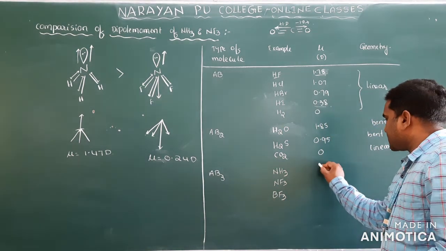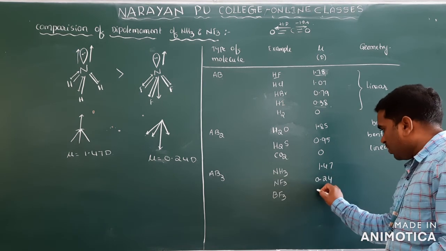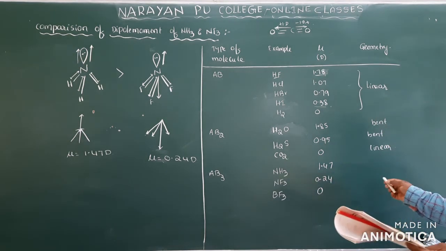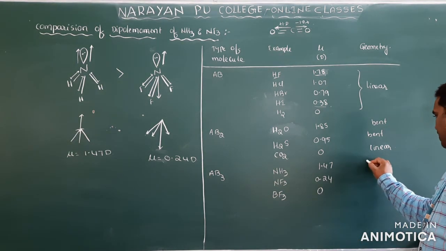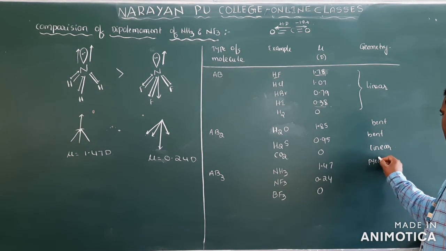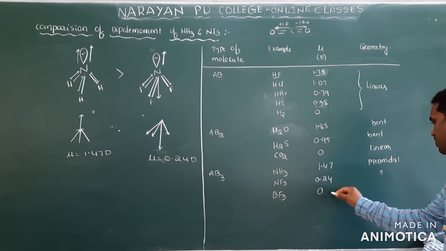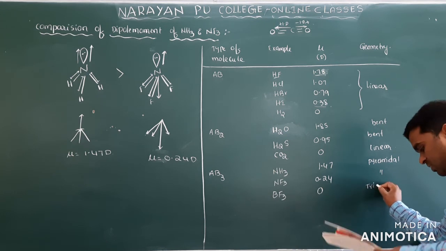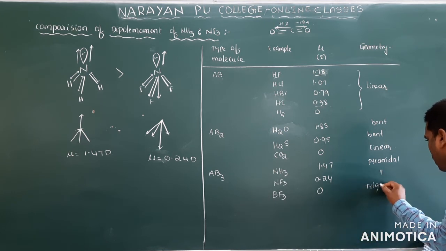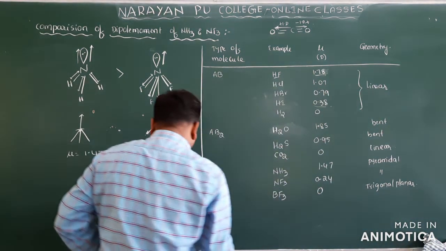Here NF3, I have just discussed, 1.47 and 0.24, and BF3 will be 0. What is the shape here? These two are pyramidal shape. And the second one also pyramidal shape, but this is trigonal planar. Trigonal planar shape. Last one is AB4.